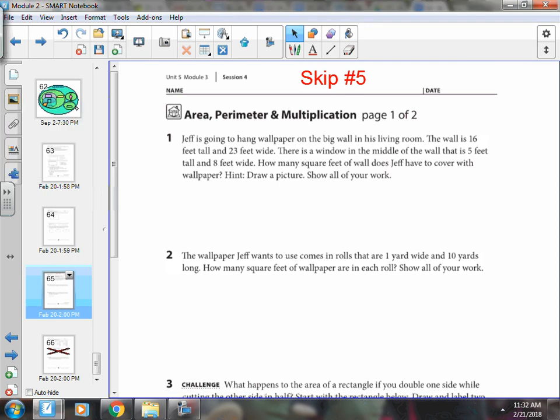You may skip question number 5 on tonight's homework. The numbers are just too big to do area and perimeter, area mostly, because we haven't yet done the traditional algorithm for multiplication. That we'll do in Unit 6. So don't worry about question number 5, we'll go ahead and skip it.